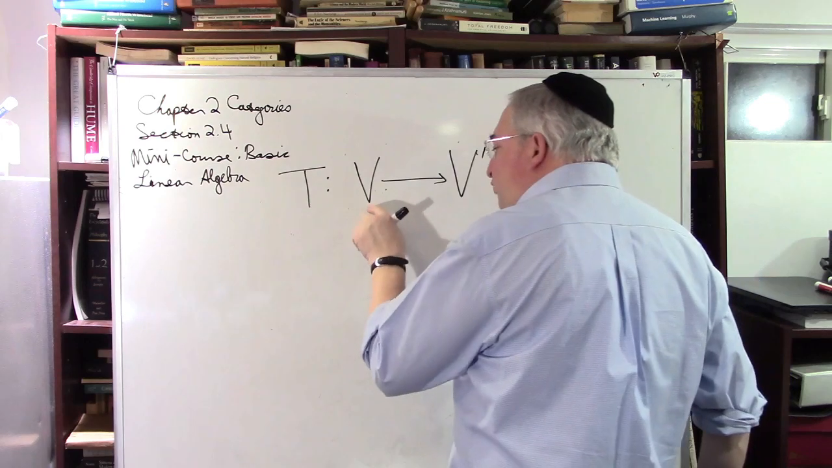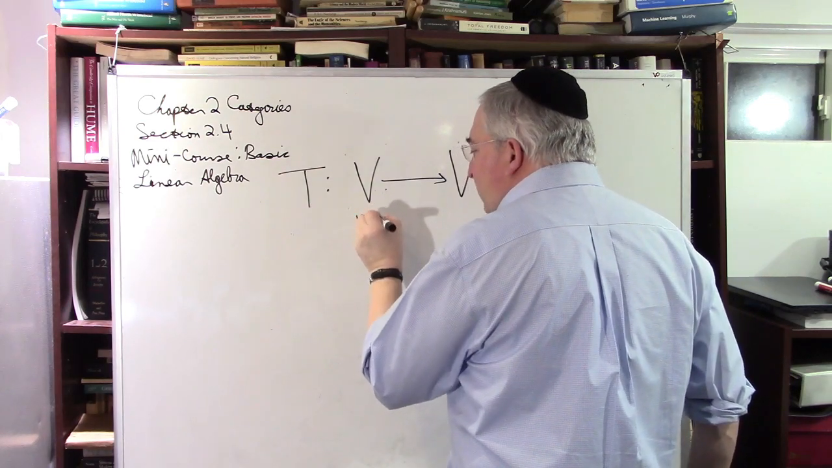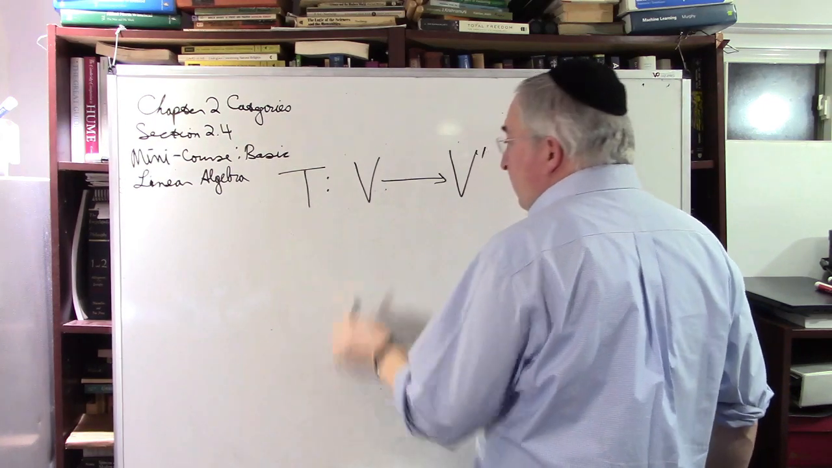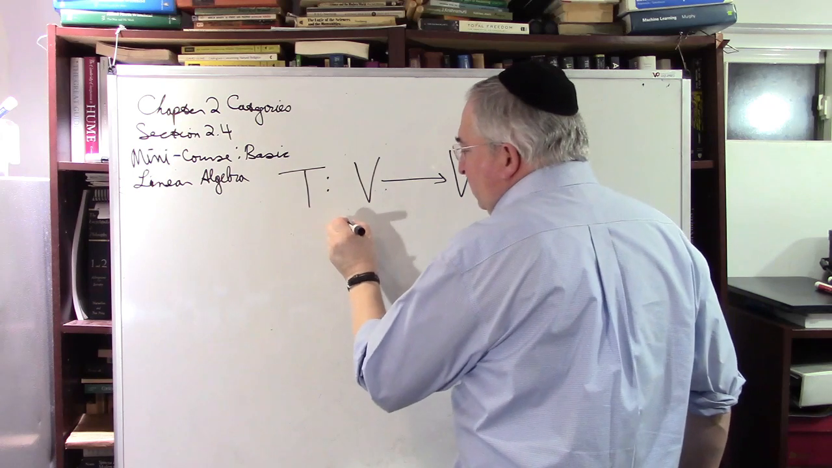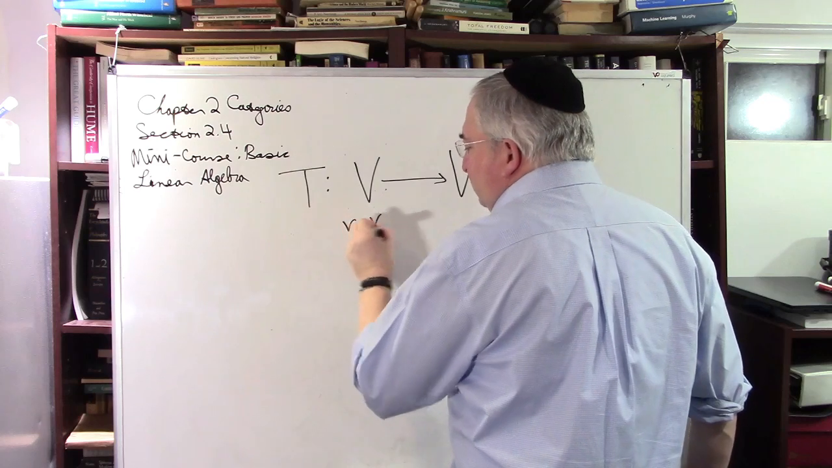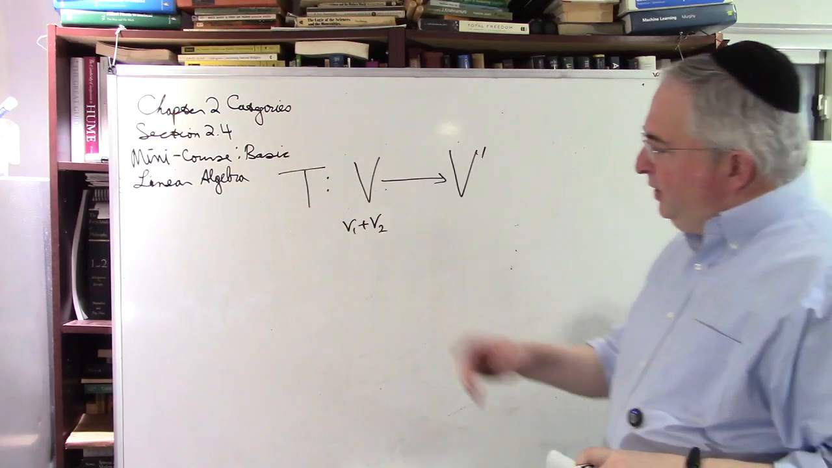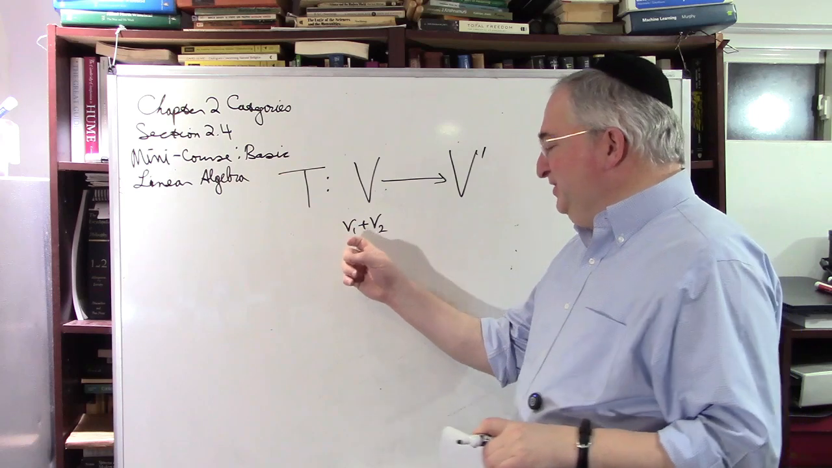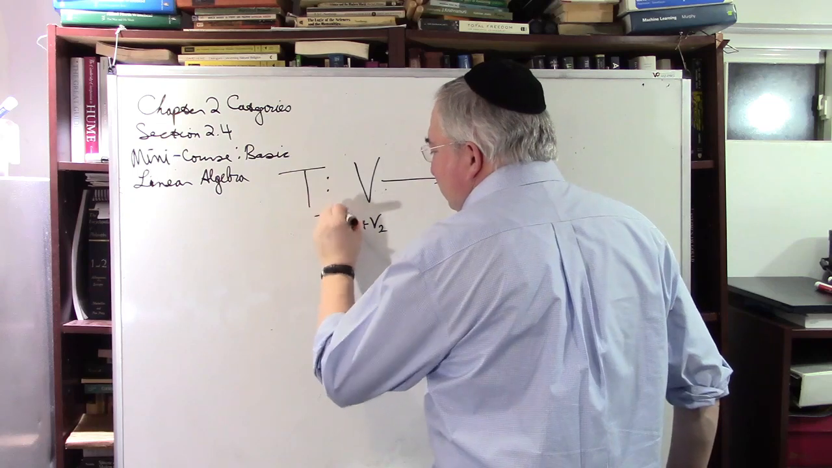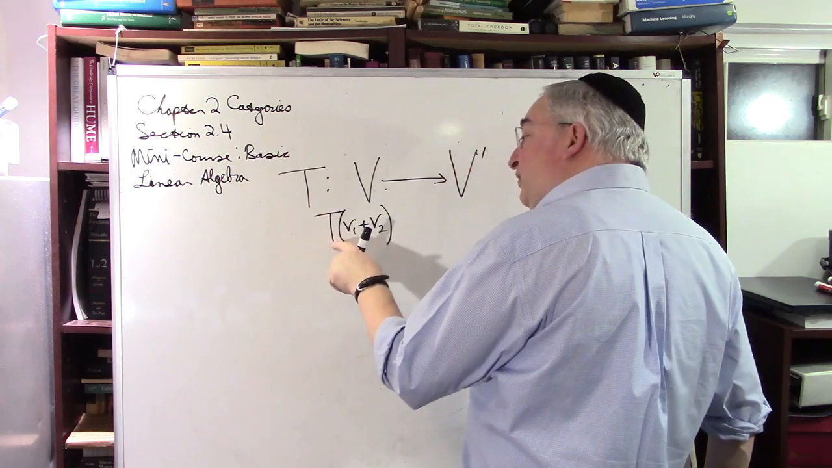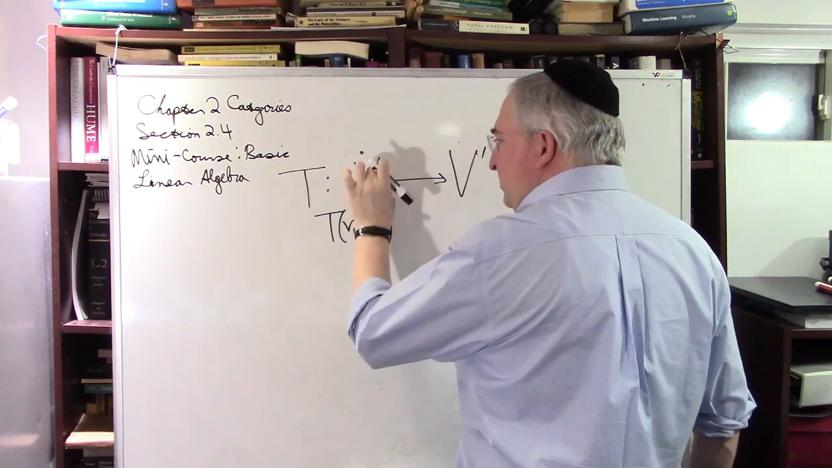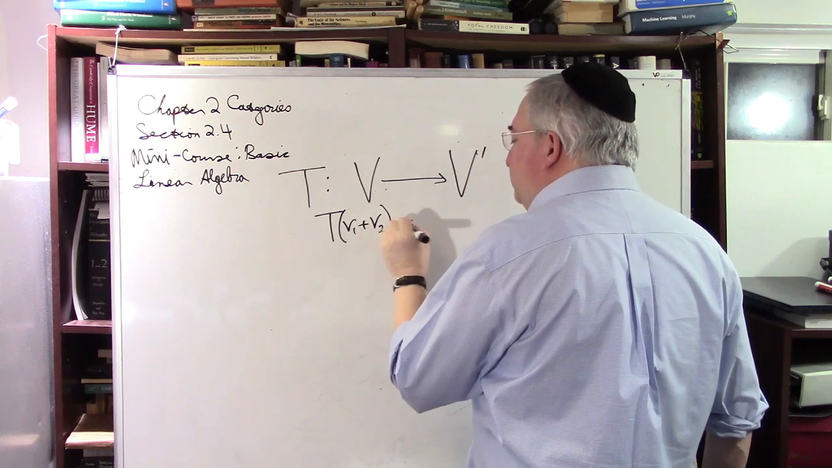This means that if you have two vectors in here, v1 and v2, and we add them together, we get something in here. Then we take T of it. So again, v1 is in here, v2 is in here, you add them, you get something in here, you take T of that. Well, guess what I want it to equal?